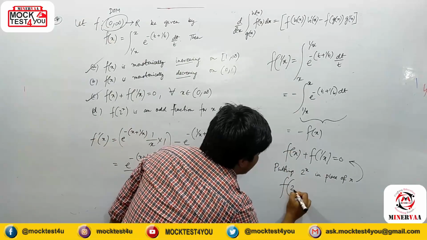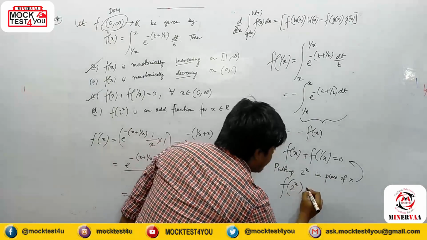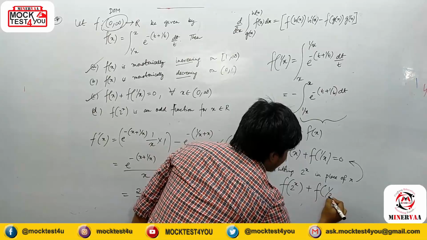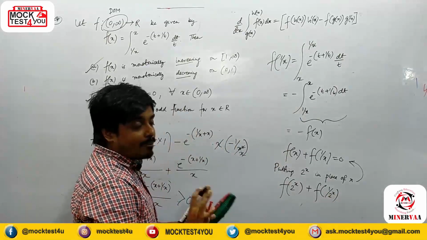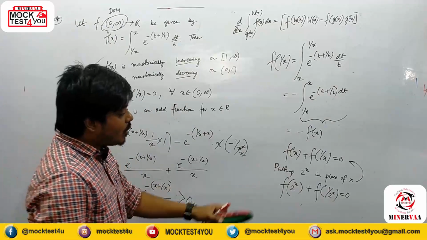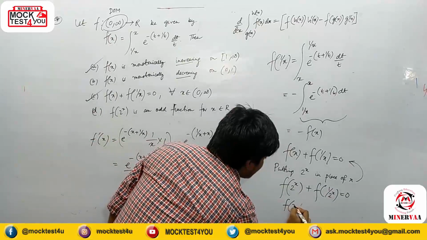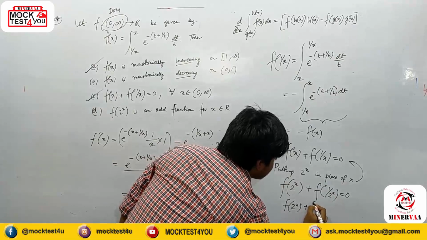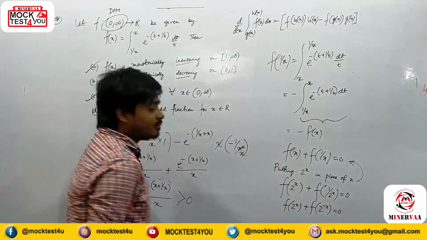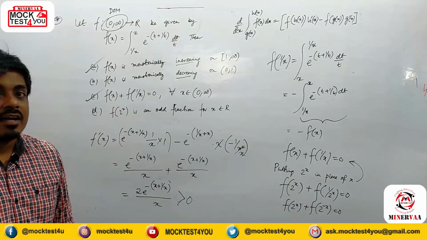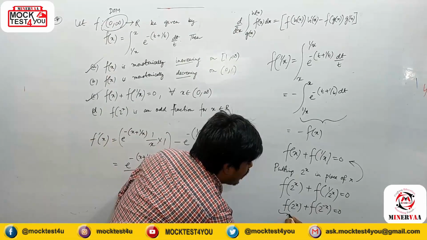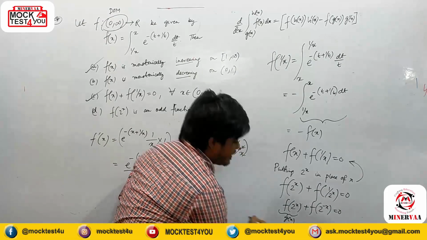So what do we have? f of 2 to the power x plus f of 1 by 2 to the power x, wherever there is x, I am putting 2 to the power x, equal to 0. Right? So what we have in here is f of 2 to the power x plus f of 2 to the power minus x is equal to 0. Yes or no? Now listen very carefully. Suppose I take this one as the function g(x).